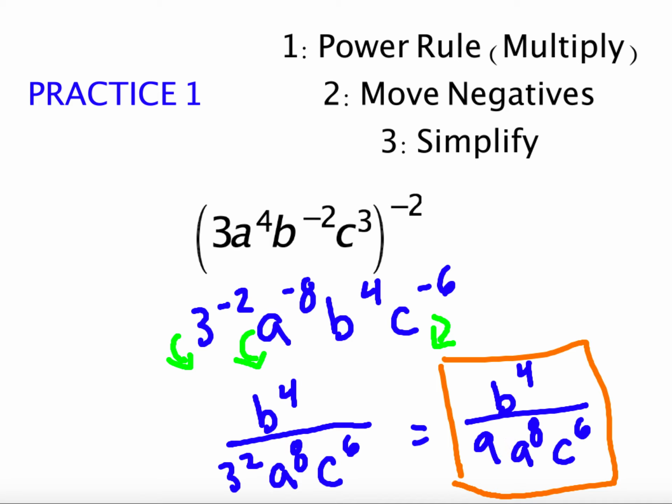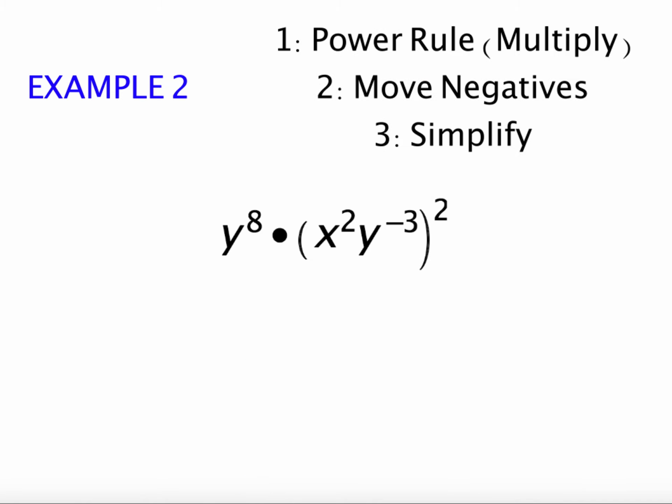So those were two examples where we just needed to use the power rule. Actually, we did all 3 things, right? We did the power rule, we moved negatives, and then we simplified. Next example that I'm going to show you, just another step here. And again, you don't need to write this down.